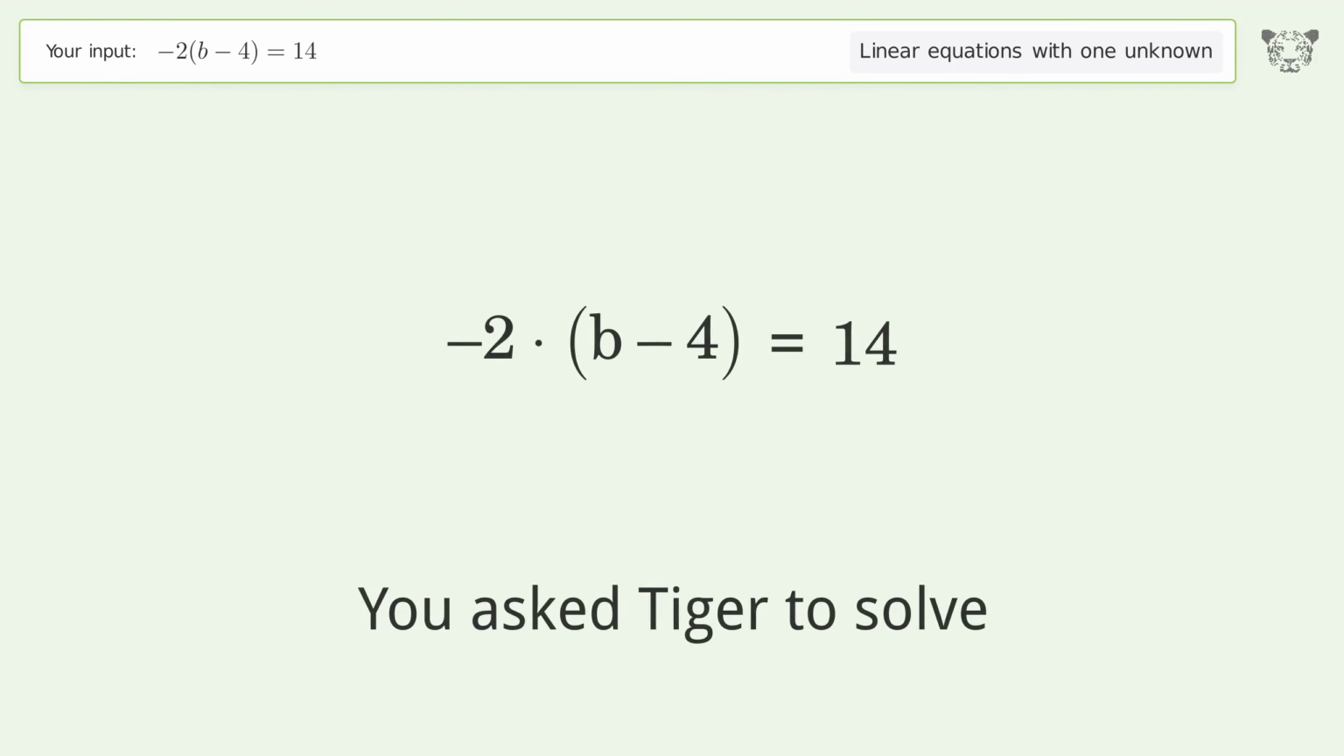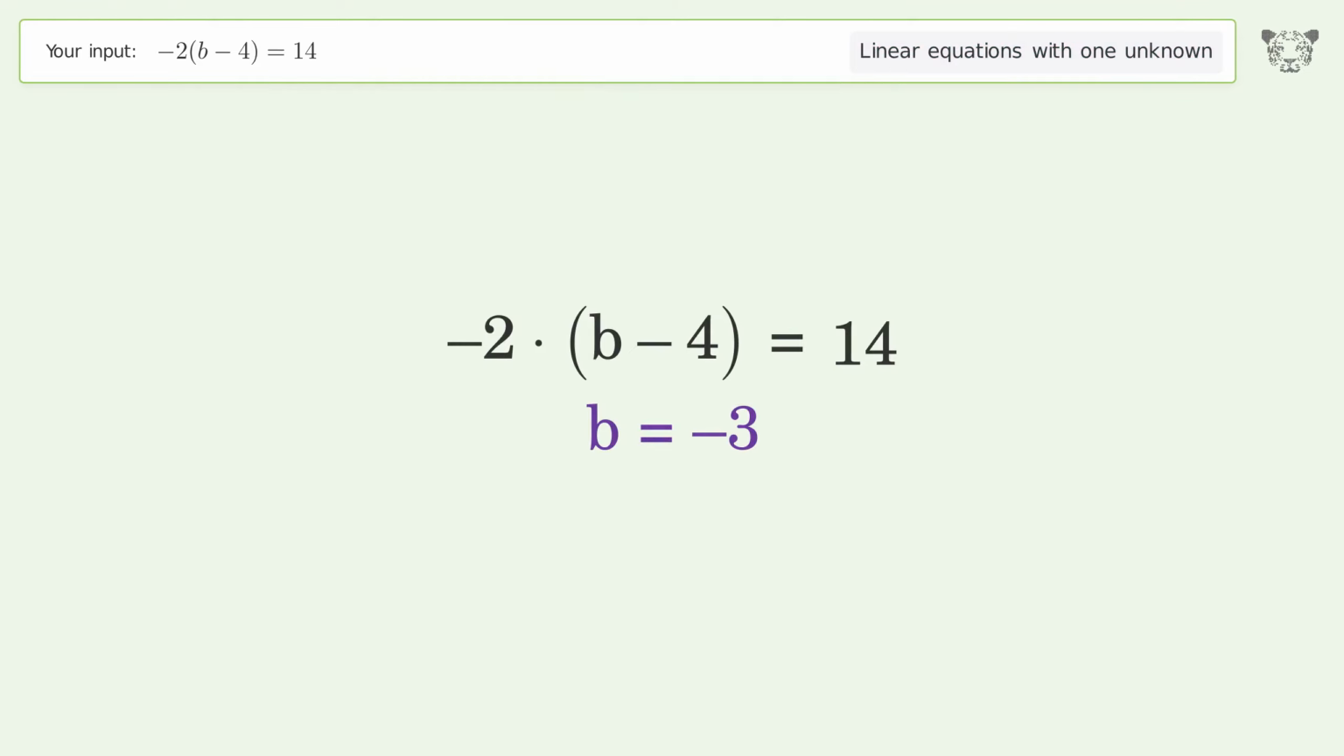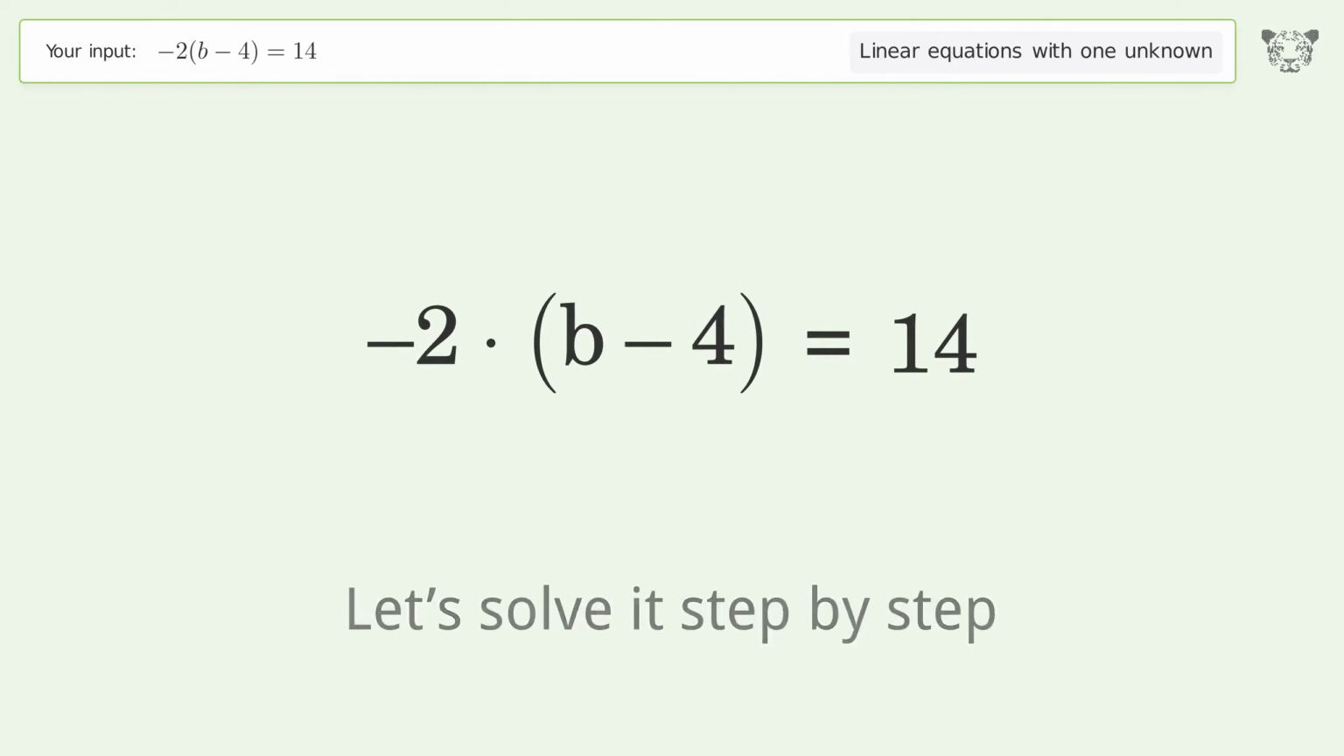You ask Tiger to solve this. It deals with linear equations with one unknown. The final result is b equals -3. Let's solve it step by step.